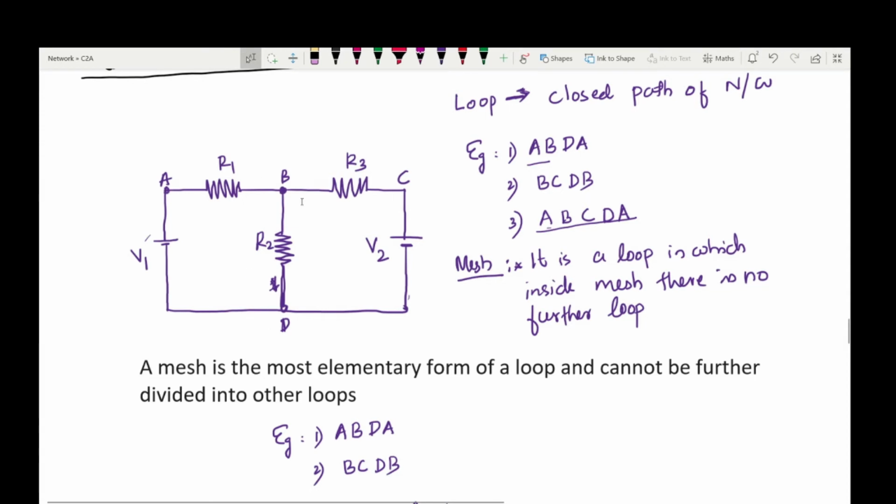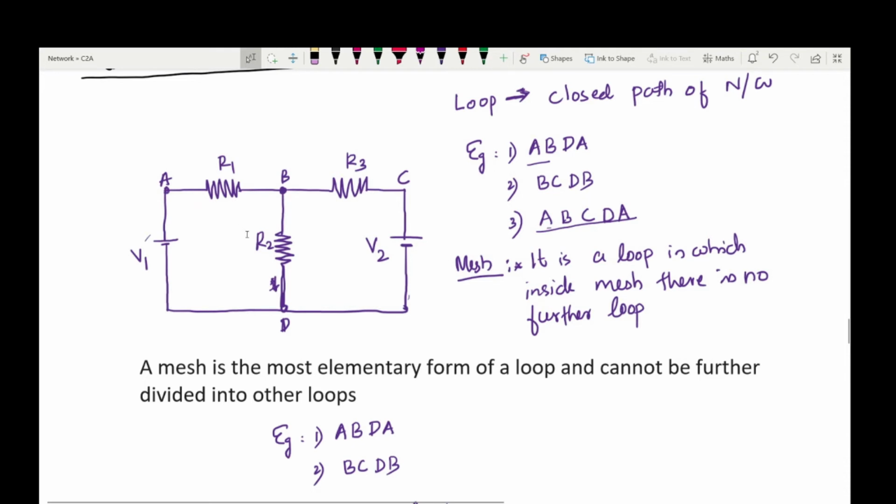Mesh analysis is one of the easiest and most common methods to solve an electrical network. The basic law utilized for solving an electrical network using mesh analysis is Kirchhoff's voltage law: the algebraic sum of voltages in a closed loop is 0. Here we need to consider meshes only. That's why this analysis is termed mesh analysis.